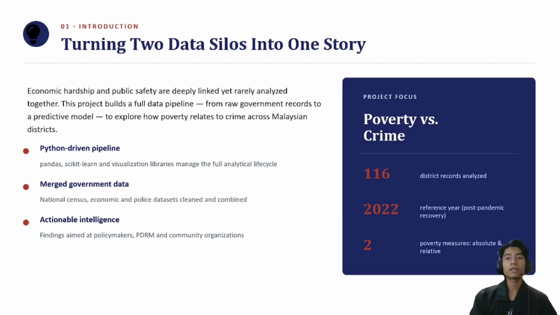We merge data from national census, economic source and police record. In total, our dataset covers 116 districts using data from 2020 and we look at two different poverty measures, absolute and relative poverty, to get a more complete picture.